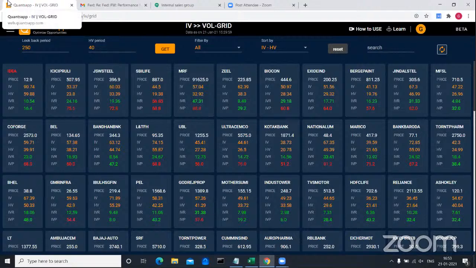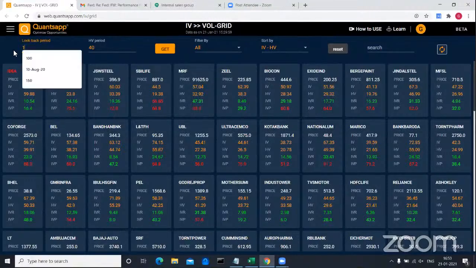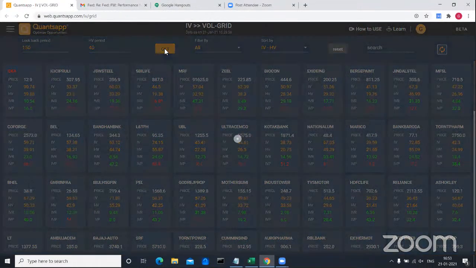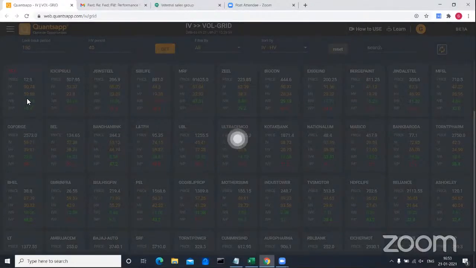If you see the look back period here, this look back period is for the IVR and the IVP. As I told you, IVR ranks your volatility based on your previous 1 year of data. If I don't want to look at the past 1 year, and want, let's say, 150 days, then the IVR and IVP will be according to your 150 days.